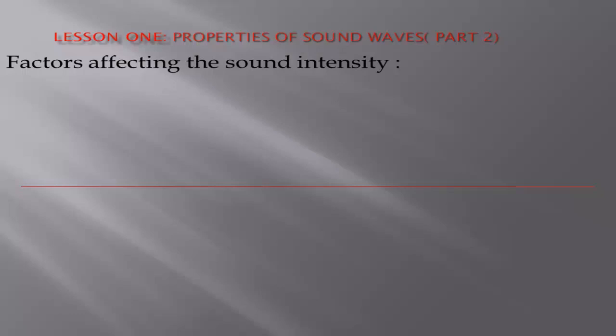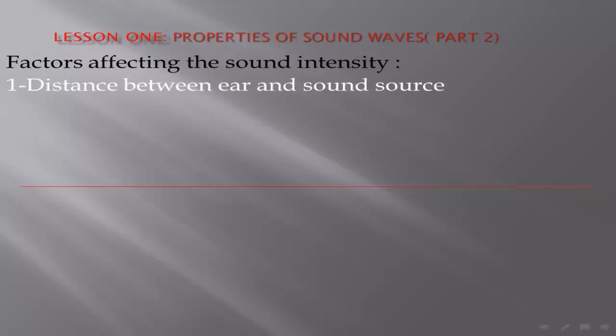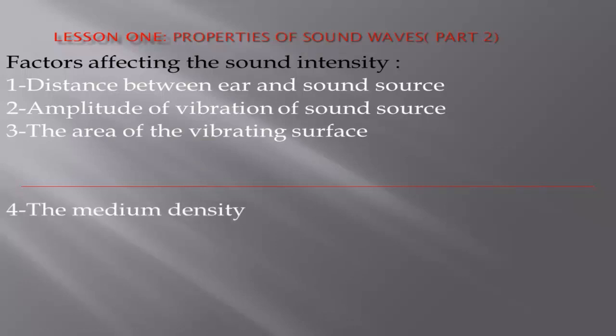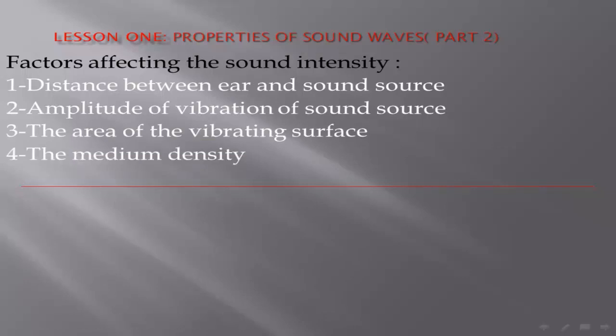Our lesson today is part 2 of lesson 1, unit 2, properties of sound waves. The last part is about factors affecting the sound intensity. What are these factors? Number 1, distance between ear and sound. 2, amplitude of vibration of sound. 3, the area of the vibrating surface. 4, the medium density. 5, wind direction.